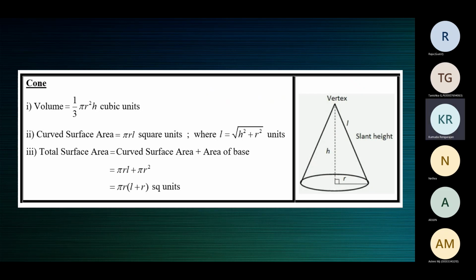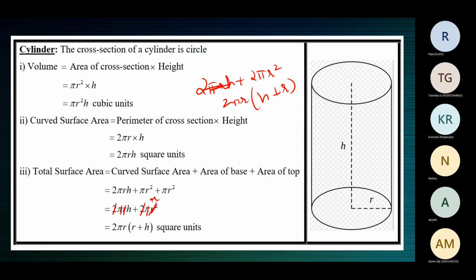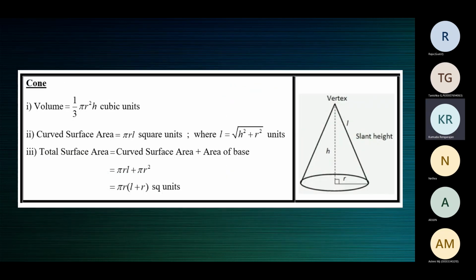Volume of a cone is 1 by 3 pi r square h. Now the volume of a cylinder is pi r square h. The volume of a cone is 1 by 3 pi r square h. Because if you have a cylinder of radius r and height h, and supposing you have a cone of radius r and height h. Now supposing these are two containers, a cylindrical container and a conical container.